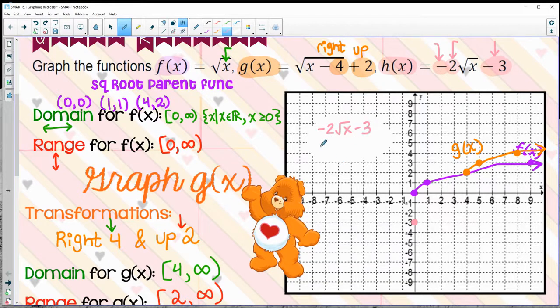I'm going to try plugging in the number 1 because square root of 1 is super friendly. All right, so I've got -2 -3 is -5. So 1, -5 is going to be on that graph. And I can see, down 2 over 1. So you can kind of see the stretch there as well. And that's going to be h of x. So be sure you go ahead and label that.